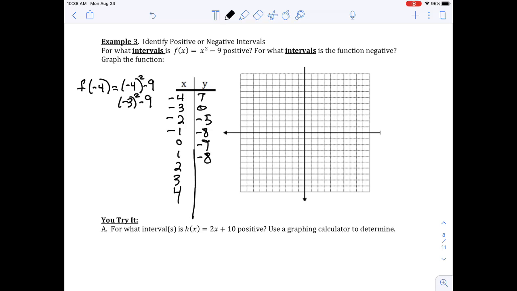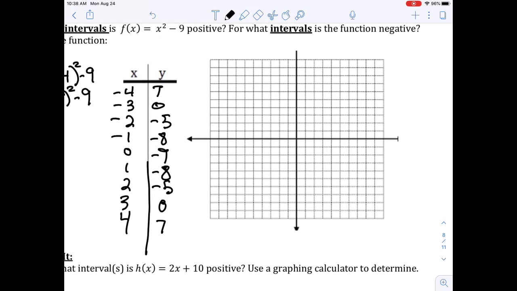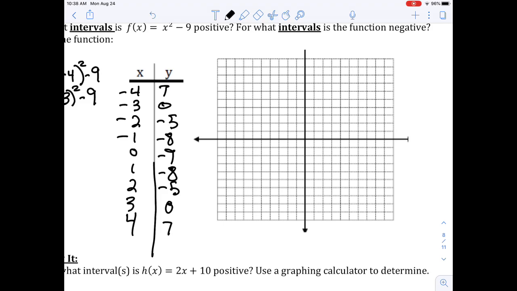Now again, you're going to start to see the symmetry of this function. Symmetry meaning that points are going to be symmetric over this imaginary vertical line that this graph has. In this case, for a quadratic, it's called the line of symmetry, and we'll learn more about that when we learn about our parent functions. So when I plug in 2, -5, 3, 0, and 4, 7. So I want you to go ahead and plot those points on the grid while I'm plotting.